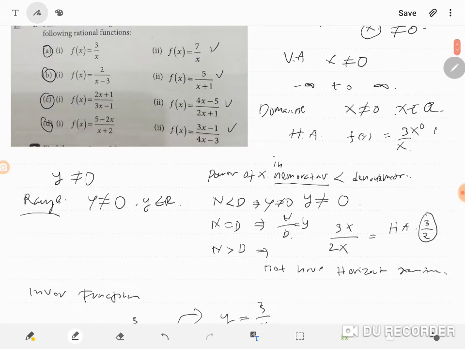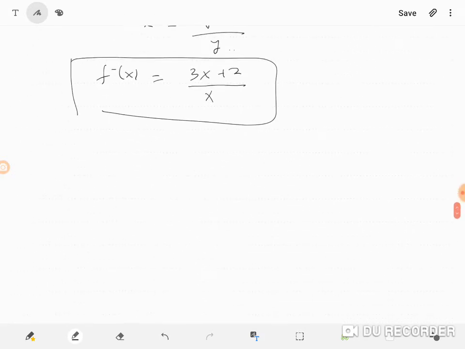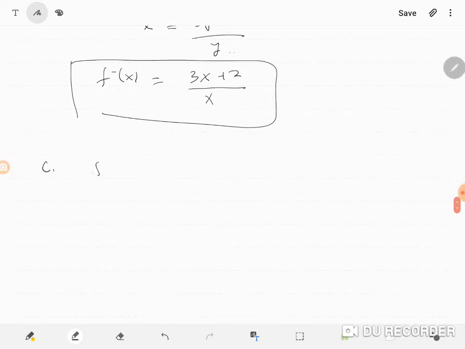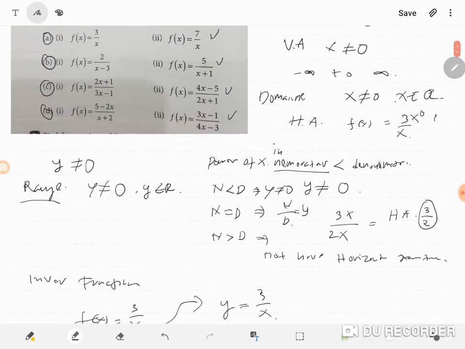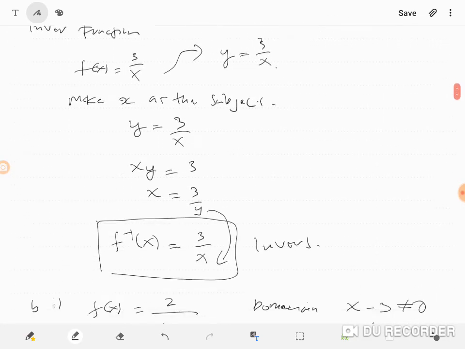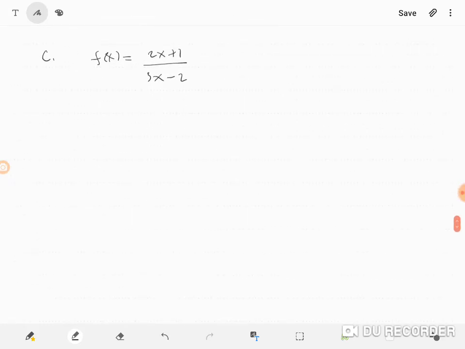Okay, and then how about C? f(x) equals 2x plus 1 over 3x minus 1. So for C, f(x) equals 2x plus 1 over 3x minus 1. Okay, how to find the domain?